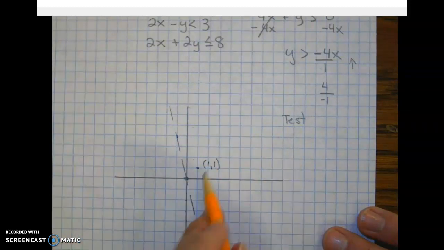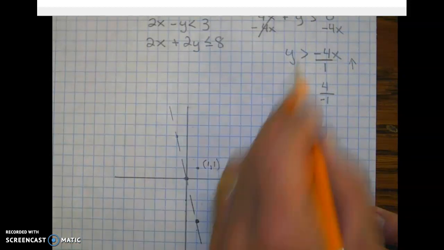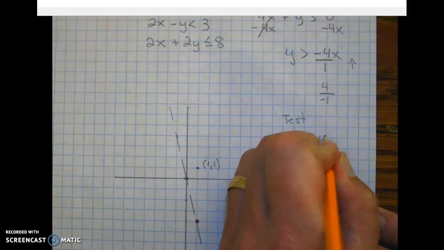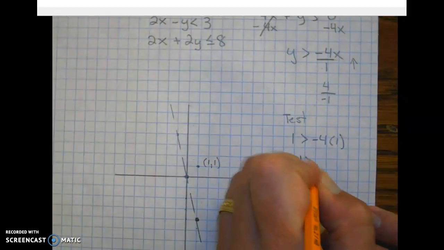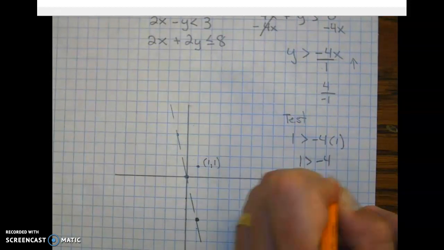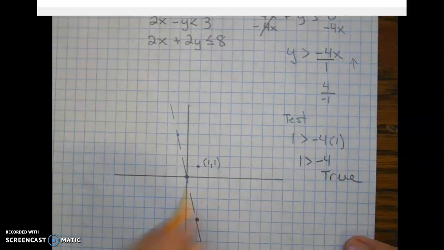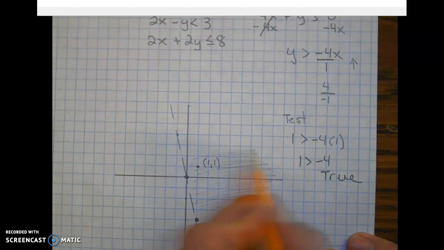All right, so let's plug 1, 1 into this inequality. So 1 would go in for y, and 1 would go in for x. So 1 is greater than negative 4. Well, that's true. Okay, that's true. So that must mean that 1, 1 is a solution to this inequality. So we are going to shade in that direction. If it was false, we'd shade on the other side of the line.